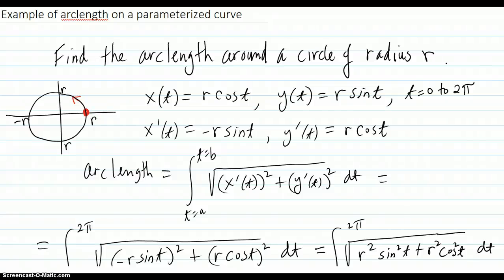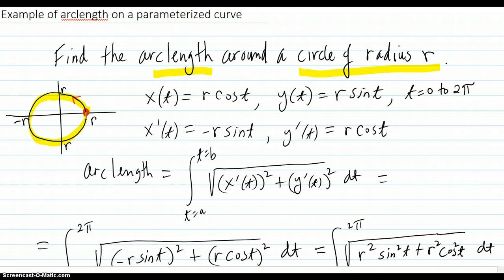Here's an example of arc length on a parameterized curve. So our assignment is to find the arc length around a circle of radius r. So here's your radius r circle. You could start anywhere and parameterize it anyway, but I'm going to start here at r comma 0 and go around the circle like that and find that arc length.